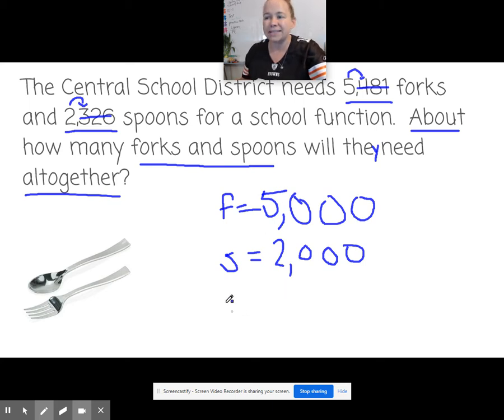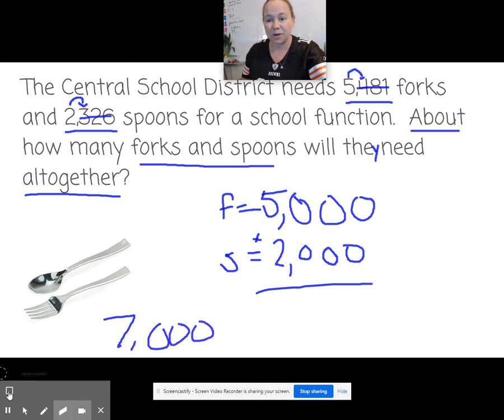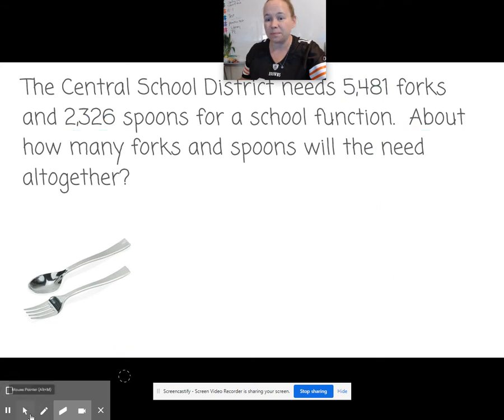Now we're going to add these together. Now I could draw the line and add, but I can also add this in my head. 5,000 plus 2,000 equals 7,000. Okay? All right, let's try another.